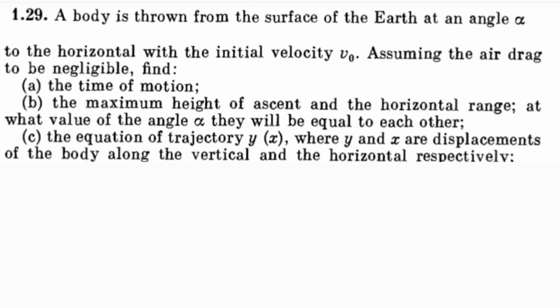Assuming the air drag to be negligible, find the time of motion, the maximum height of ascent and the horizontal range, at what value of the angle alpha they will be equal to each other. And the last part is asking us the equation of trajectory where y and x are displacements of the body along the vertical and the horizontal direction respectively.